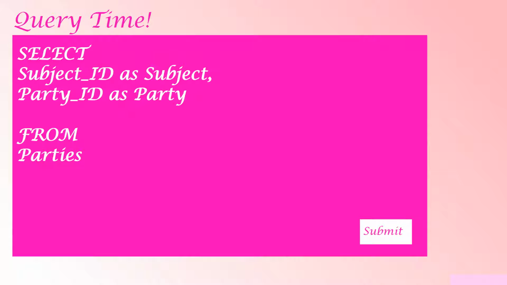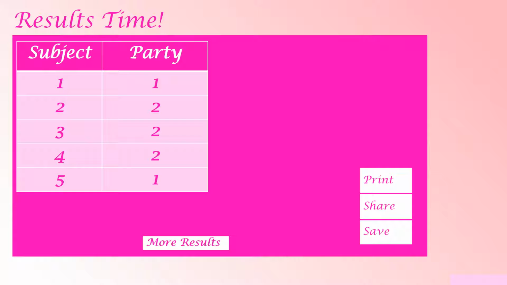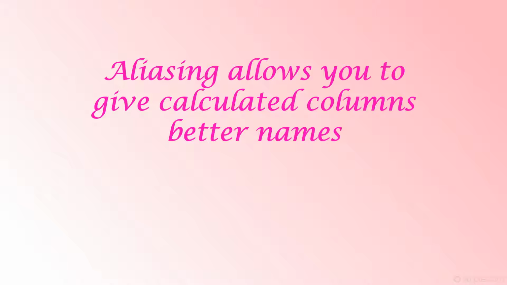So how would this look in a query? We have given subject ID the alias of subject and party ID the alias of party. So how does that really help us? Well, when you review the result set, you change the column heading. So the first column now has the heading of subject instead of subject ID, and the second column now has the heading of party instead of party ID. Not all that exciting, but let's look at a more compelling example.